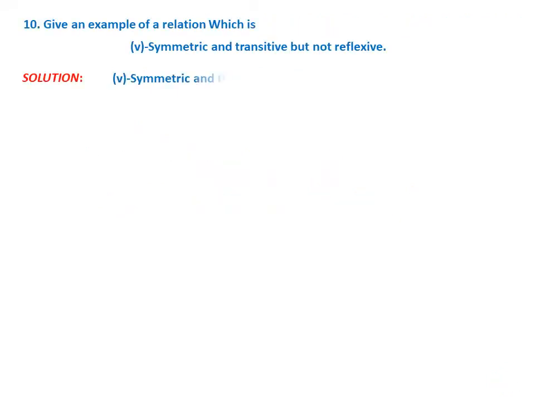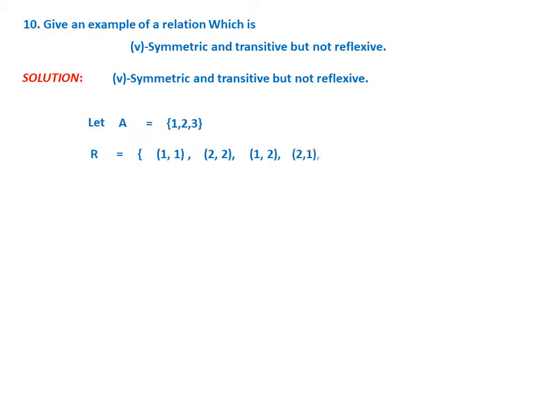And let me take the last one: symmetric and transitive but not reflexive. So here also let us take, for example, A equal to {1, 2, 3}, R equal to {(1,1), (2,2), (1,2), (2,1)}. Now you can check it is symmetric. (1,2) is there, (2,1) is there.